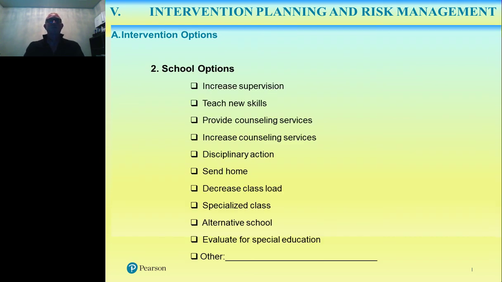So for school intervention options, you want to encourage the school to increase supervision, help them focus on teaching new coping skills that are appropriate for that environment in particular, have available school psychologists or school counselors or behavior support specialists to offer de-escalation and support at school, disciplinary action if necessary, get them out of the high-risk environment at the school if that's where it is, send them home if you need to, decrease class load, perhaps have them do independent studies or other alternative school programs or specialized classes if appropriate.